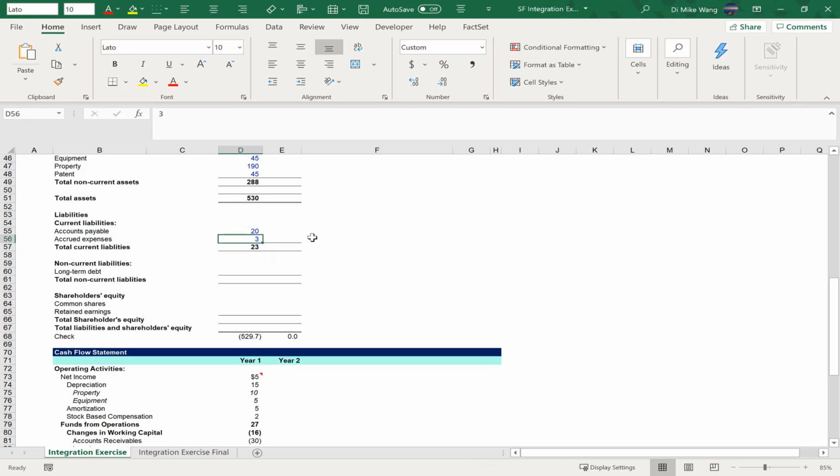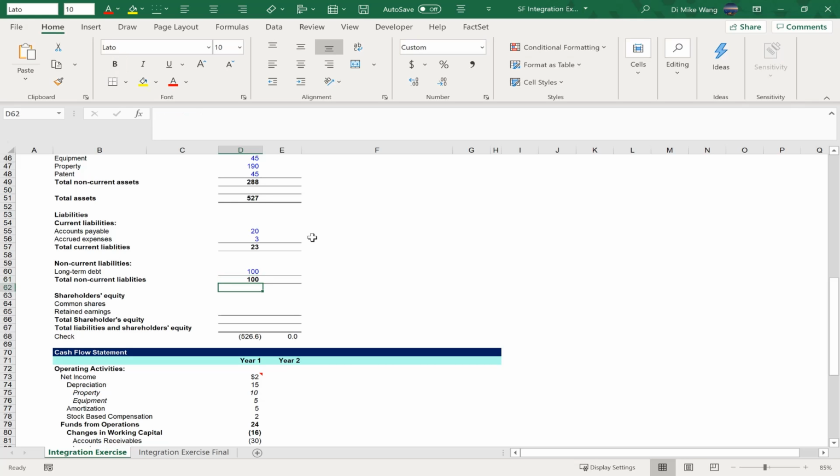Okay, so our total current liabilities stand at 23. And next up are our non-current liabilities, and that encompasses the 5-year loan that we took out at the beginning of the year, which was worth $100. And that's fairly simple. We have $100, which means that our total non-current liabilities is $100.